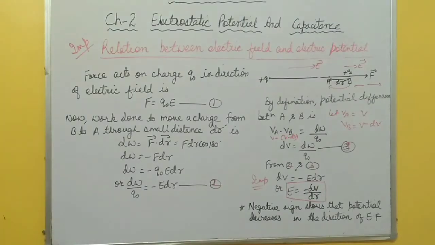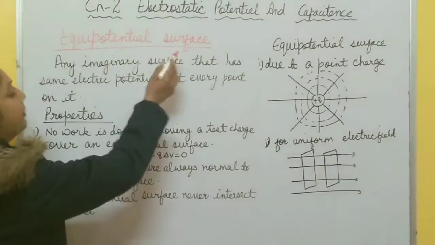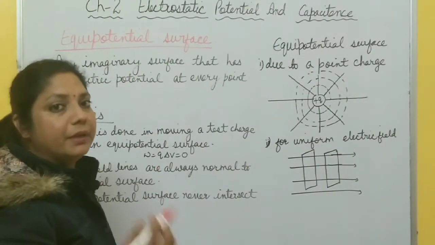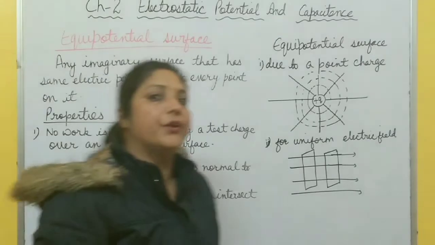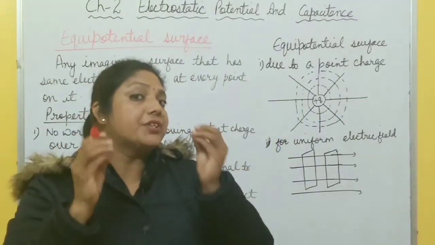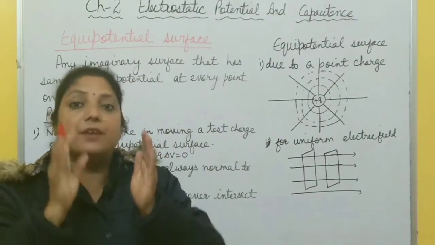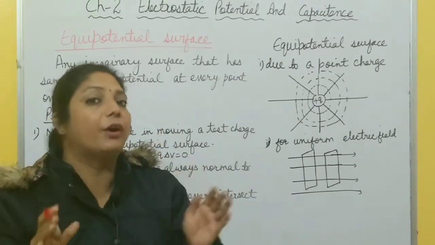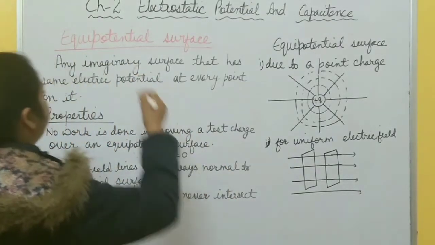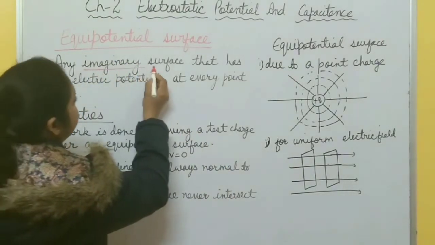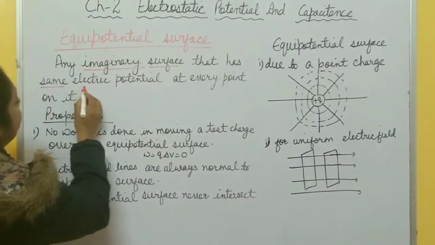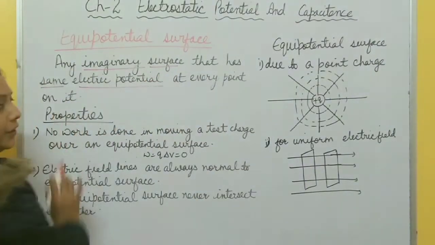Please take a screenshot of this one. After this, we'll move to the next topic, that is equipotential surface. What do you mean by this surface? I already told you that equipotential surfaces are those which have the same potential at every point on that surface. So you can define it this way: any imaginary surface that has the same electric potential at every point on it.